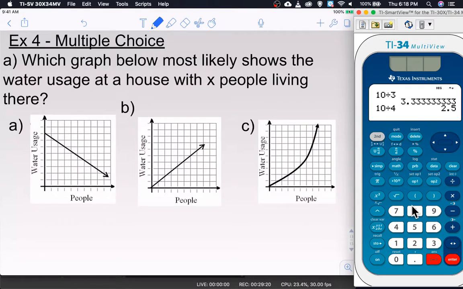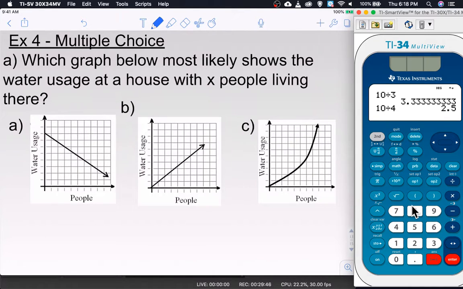Multiple choice. We've got 2 questions left here. This is the first of them. So this one says, which graph below most likely shows the water usage at a house with X people living there? So let's think about this. As the people in your house goes up, as there's more people living in your house, would you expect the amount of water being used to go up or down?